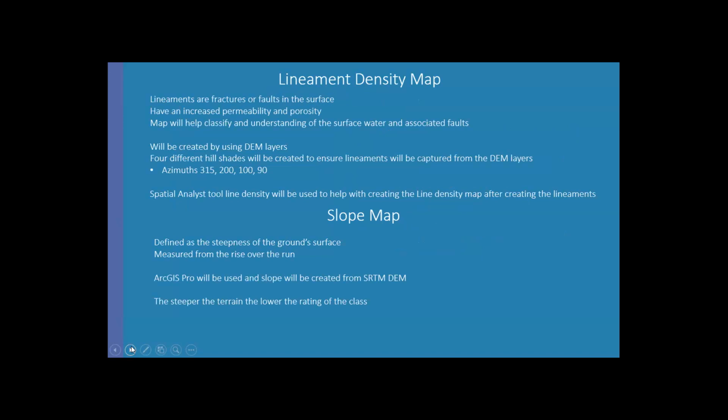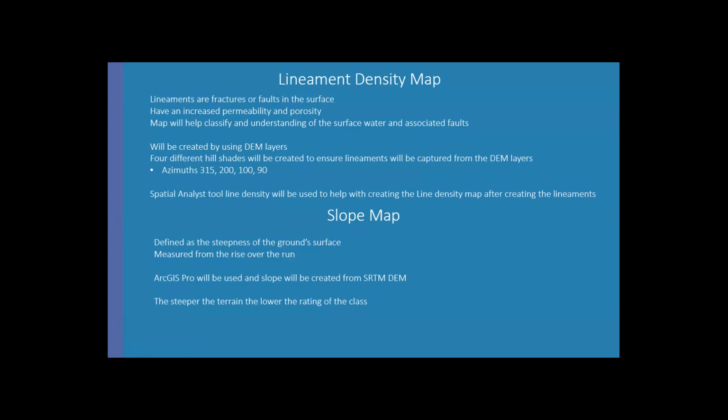Four different hillshades will be created with different azimuths to ensure that I capture all the alignments. The azimuth is the angular direction of the sun. The degree starts from north and moves in a clockwise direction back to north, from 0 to 360. The default is 315 degrees northwest and 90 degrees. I will just have to play around with what azimuth I put in to try to capture everything.